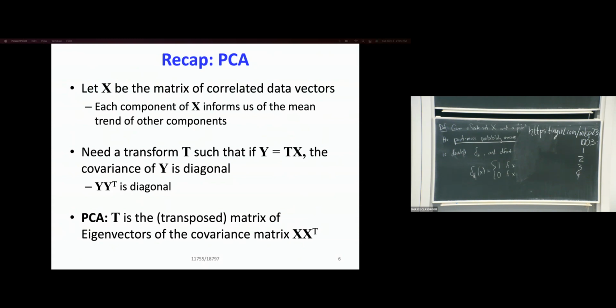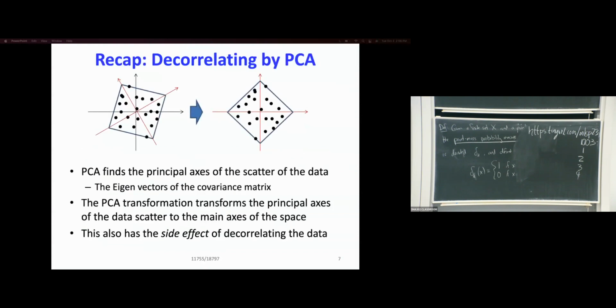PCA's byproduct is that the data becomes uncorrelated. It's not the actual goal. This is exactly what PCA does: you found those red axes, and then it orients the data along them, so it becomes uncorrelated. These red lines are the eigenvectors of the covariance matrix. It's just a side effect, not the focus. It's a nice side effect that PCA will decorrelate the data.